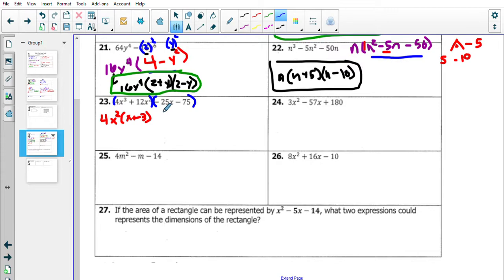Then I look at my second 2 terms. I have a negative 25x and a negative 75. And remember, this sign here tells me what needs to go out in front. And between 25 and 75, I have a GCF of 25. What do I multiply negative 25 by to get negative 25x? I'm just missing the x. And negative 25 times a positive 3 gives us the negative 75.